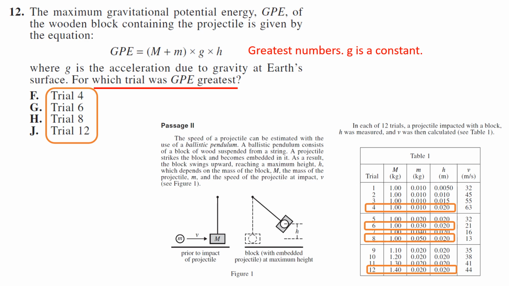The little m doesn't change dramatically, but the only one that changes significantly is trial 12, where the mass of the block changes to 1.4. So that's going to create a much bigger number. So your answer has to be J.